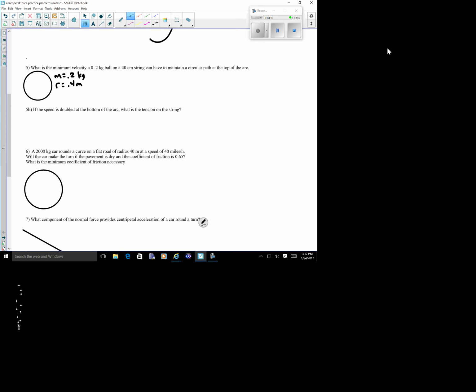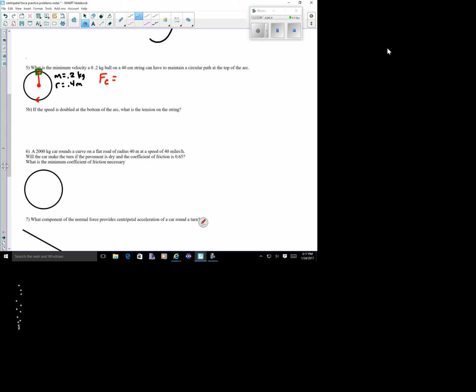Now, think about a rubber stopper going around in a circle on a string. When it was going the slowest it possibly could and still go around the circle, there would be no tension at the top of that circle. So what I'm going to do is have the centripetal force that makes it go around in the circle. That's going to be the sum of all the forces. There are two forces that make it go around in a circle.